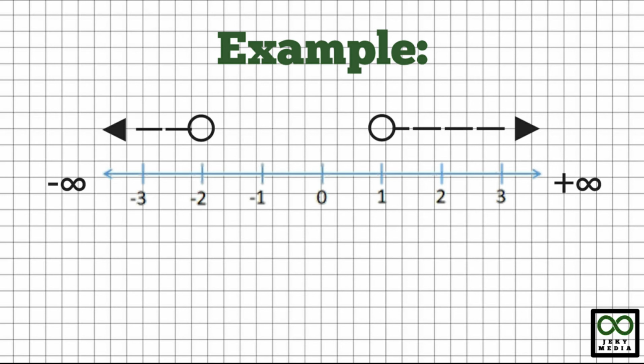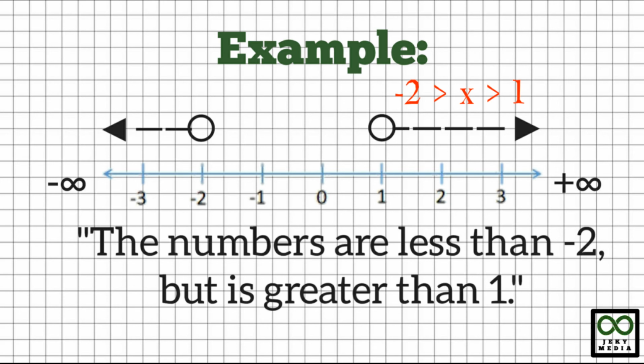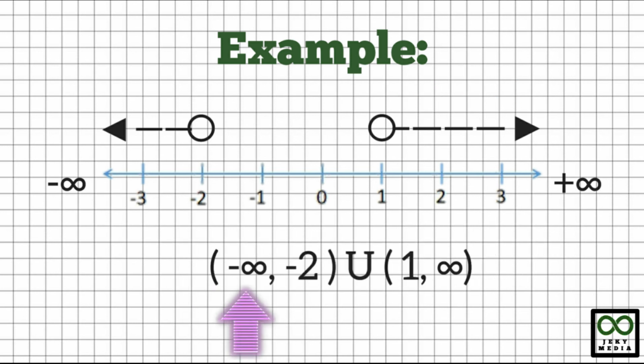The seventh example is giving you open circles on the left and right. The solutions are located to the left of negative 2 and to the right of positive 1. The inequality is read as, the numbers are less than negative 2 and greater than positive 1. Here is the interval notation. Open parenthesis, negative infinity, comma, negative 2, close parenthesis, union, open parenthesis, 1, comma, positive infinity, and a close parenthesis.